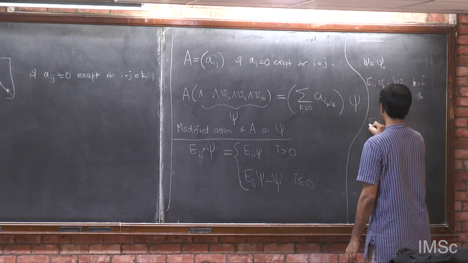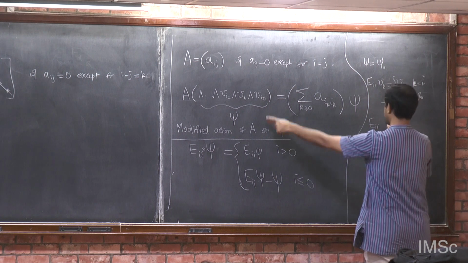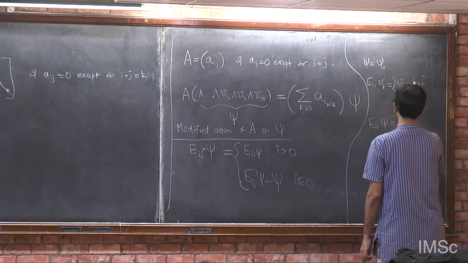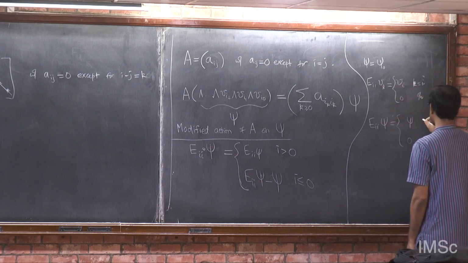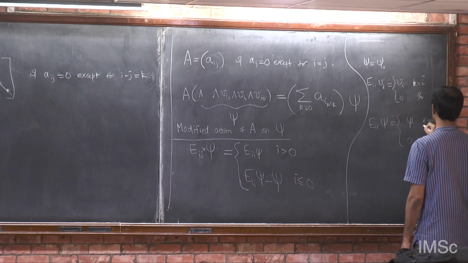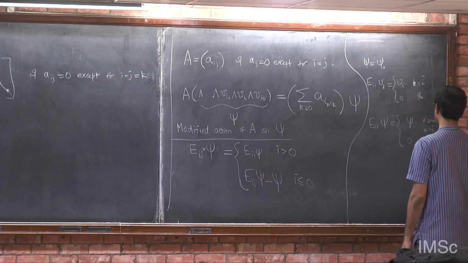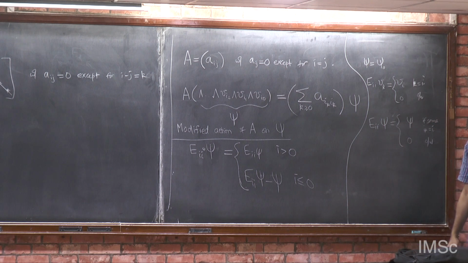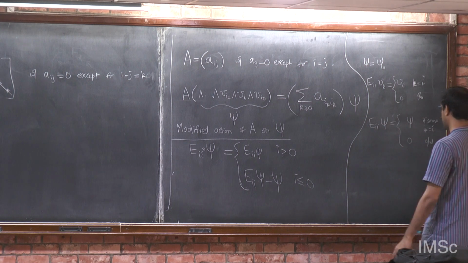So observe that E_ii acting on a psi like this will either give you psi or 0, depending on whether some i_k equals i. If some i_k equals i, then it will give you psi, and if none of the i_k's equals i, then it will give you 0. So that's the action. All I have done is unravel the action on the wedge. So this is the usual action of E_ii.